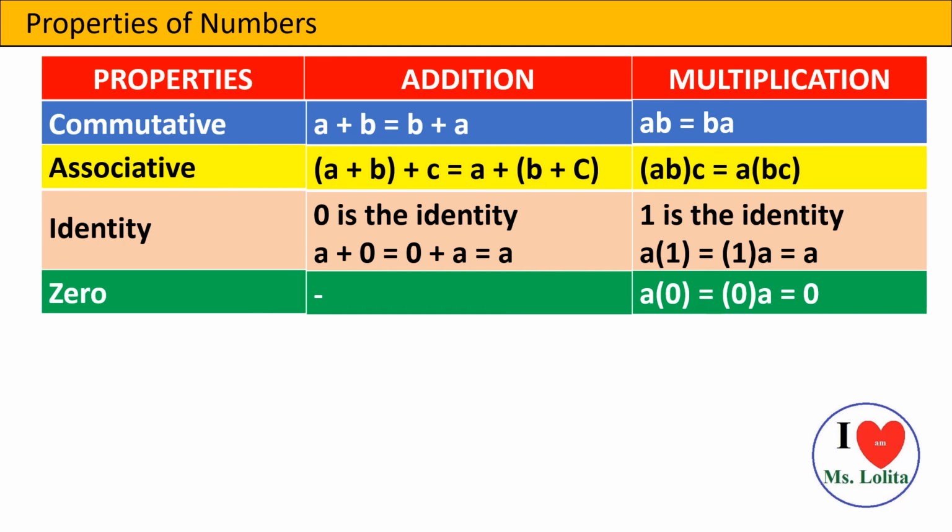In the zero property of addition, there is none. While in the zero property of multiplication, whatever number you're going to multiply with 0, the answer is 0.